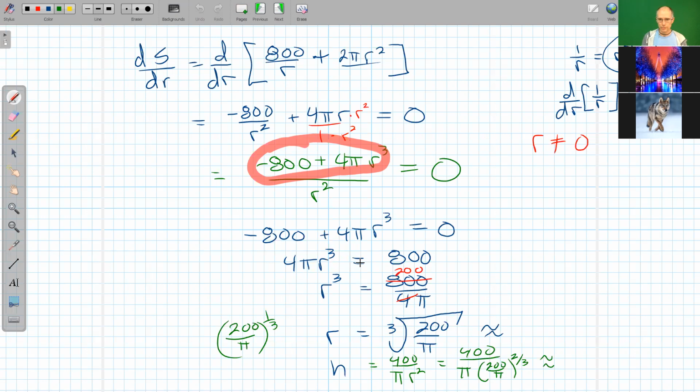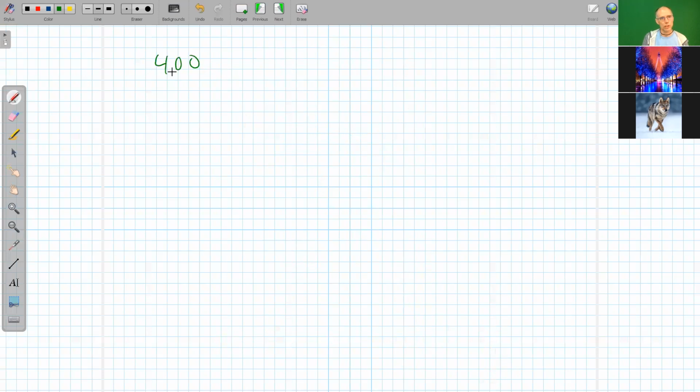Let's see. New page. So I've got 400 over pi times 200 over pi to the power 2/3. And then we can break that up, distributing the 2/3 to those two things. So that's 400 over 200 to the 2/3. And then I have pi over pi to the 2/3. That cleans up pretty good. That's just going to be pi to the power 1 minus 2/3. 1 minus 2/3 is 1/3.